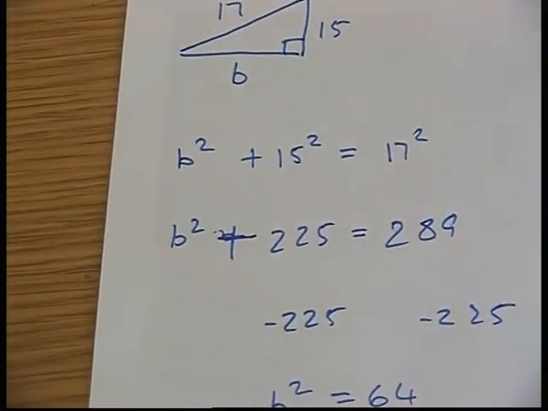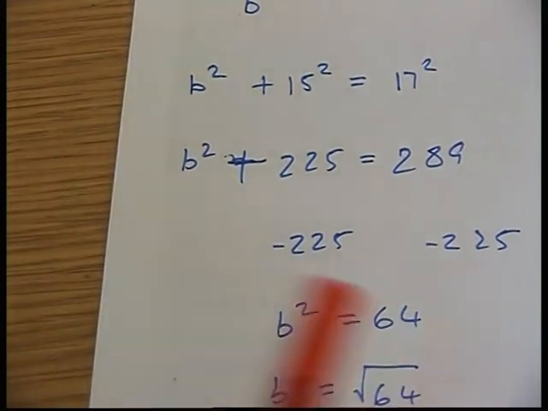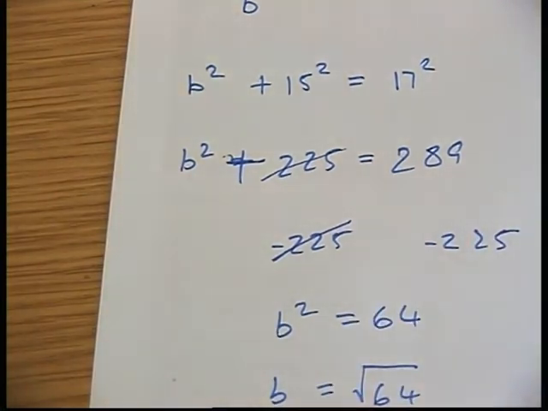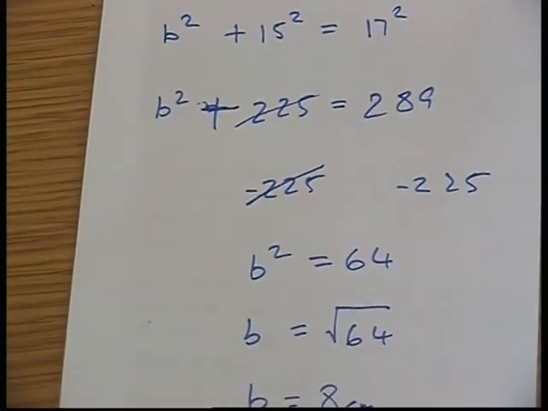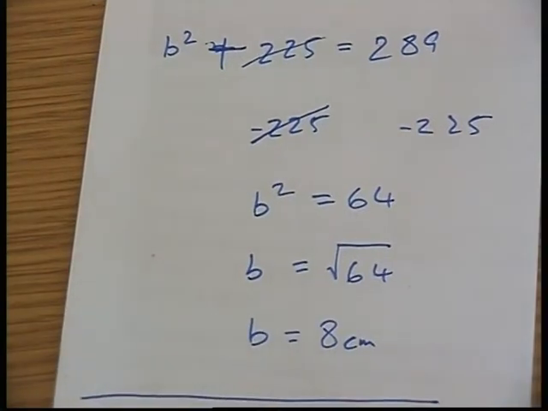So I'm going to minus 225 from both sides. Now I'll be left with b squared is equal to 64, because there's nothing left, that's cancelled out. Then 289 minus 225 is 64. So b squared is equal to 64. To find what b is now, I have to square root 64. Therefore b is 8 centimeters. See, it's very easy, nothing difficult.